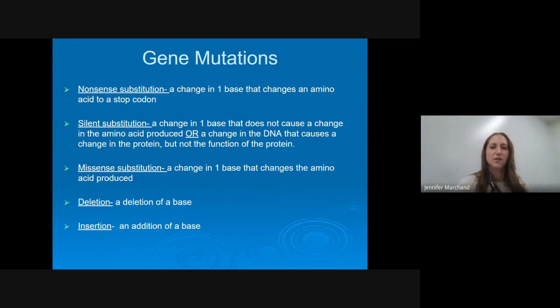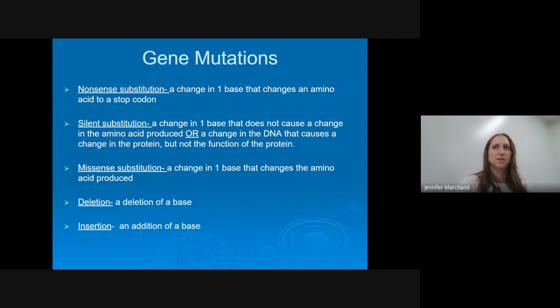Then you have gene mutations. I'll let you read through these. You have a nonsense substitution, where there's a change in one of the base pairs in the amino acid. You have a silent substitution, where there's a change in one base that does not cause a change in the amino acid.